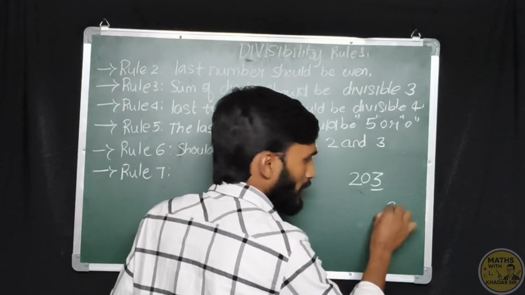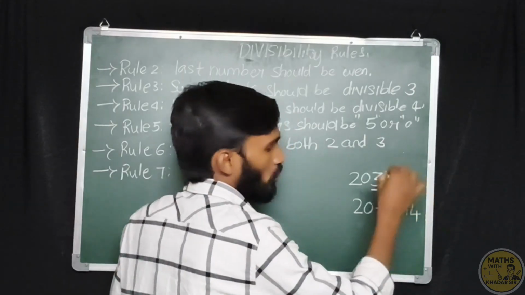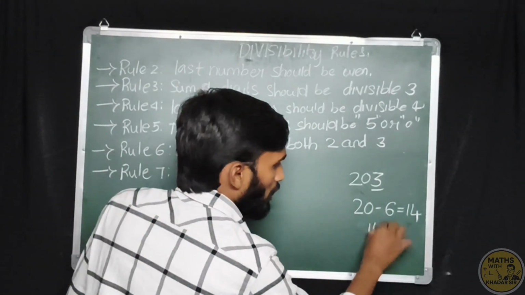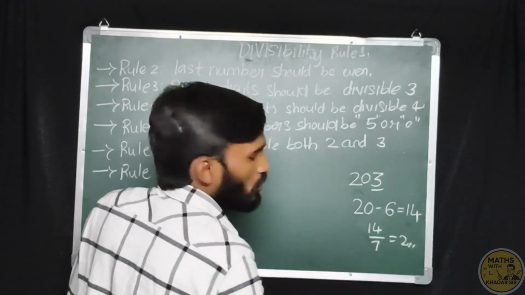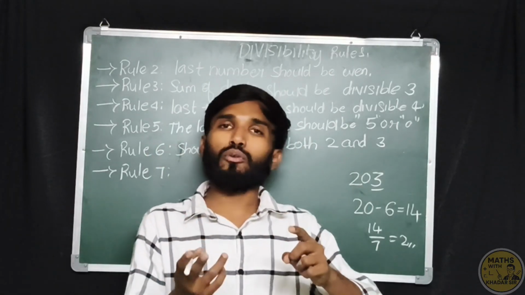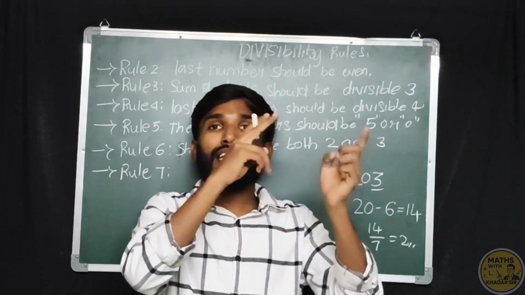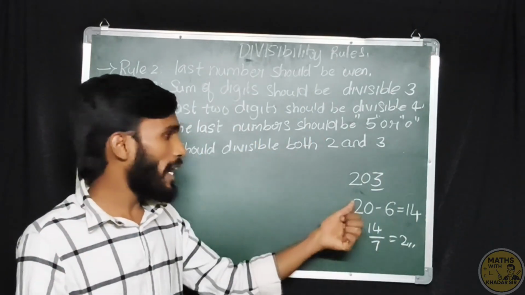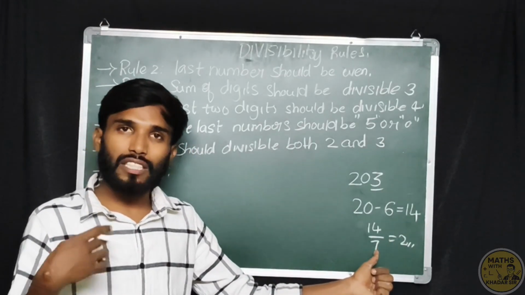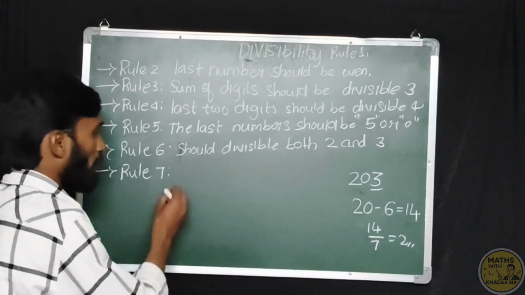3 plus 3, 6. Here, the remaining number is 20. 20 minus 6, how much? 14. As you all know, 14 divides by 7 how many times? 2 times. That means the divisibility rule of 7 is nothing but first you have to double the last digit and then subtract it from the remaining number. If the difference is divisible by 7, if 7 divides that number completely, then we can say that the entire number is divisible by 7.